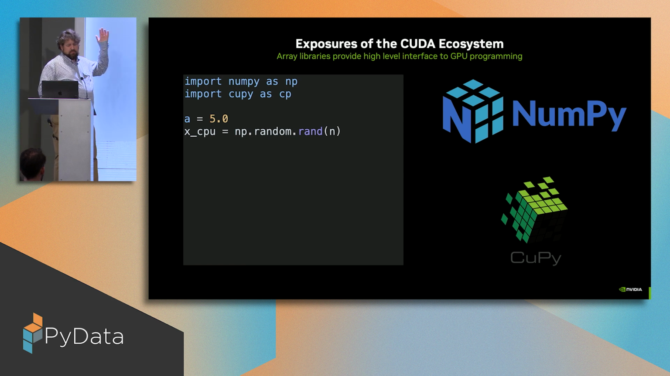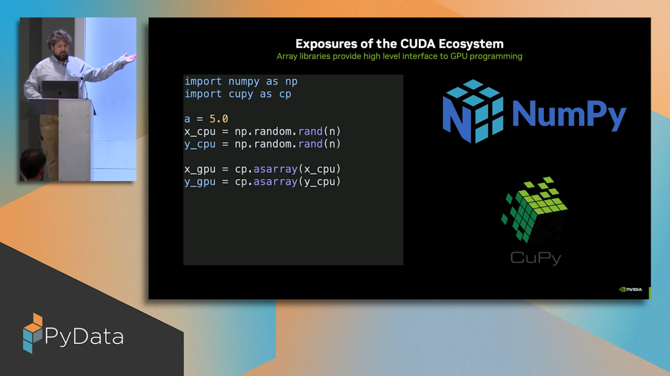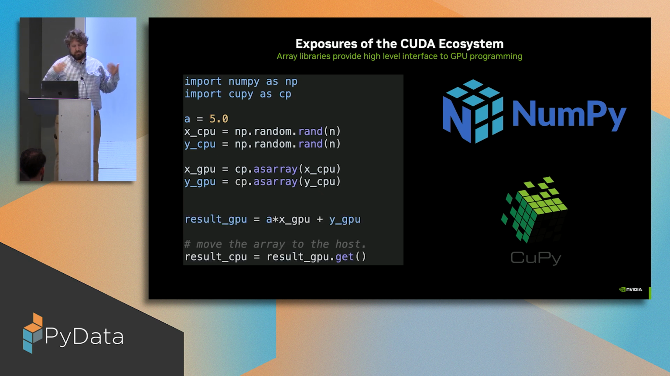So in this case, maybe I have an array on the CPU. Let's just take a random array. I have maybe another array that I might be working with. I explicitly copy it, so NumPy creates the array, CuPy will then copy it to the GPU. So that's my copy step, right? And then I can do some calculation. In this case, I'll do it on the GPU. My aX plus Y is just what we call a SAXPY, but I can do it all on the GPU.